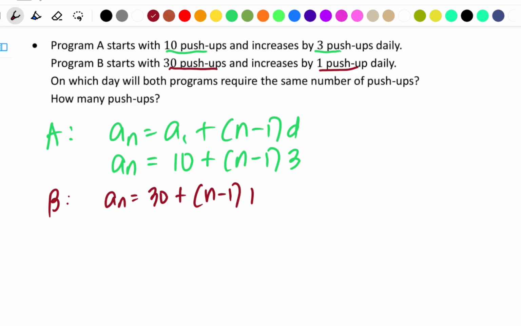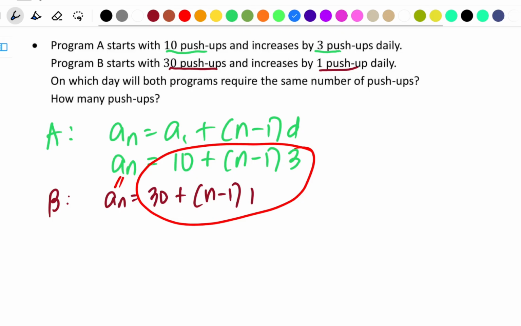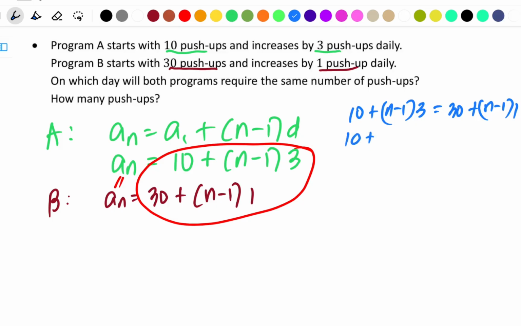So we need to have these two values equal, because we want to have the same A sub n. So let us just equate those expressions. So 10 plus n minus 1 times 3 should be equal to 30 plus n minus 1 times 1. Let's distribute. So that's 10 plus n times 3, that's 3n. Negative 1 times 3, that's negative 3. Copy 30, it's just 1, so n minus 1.